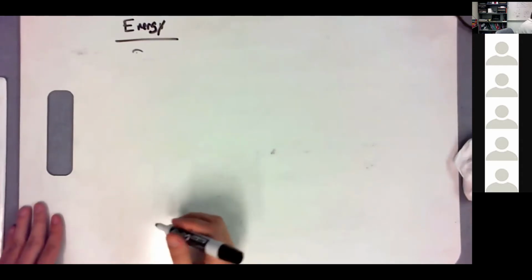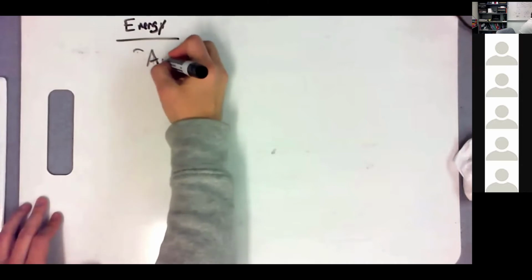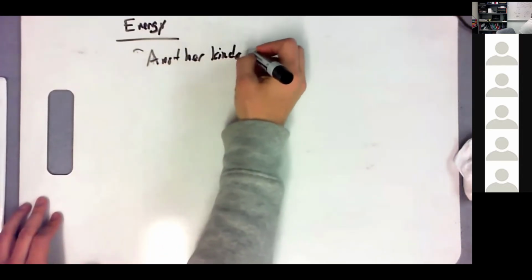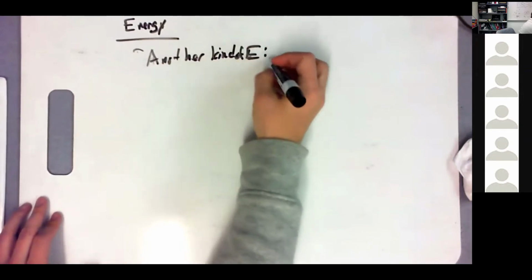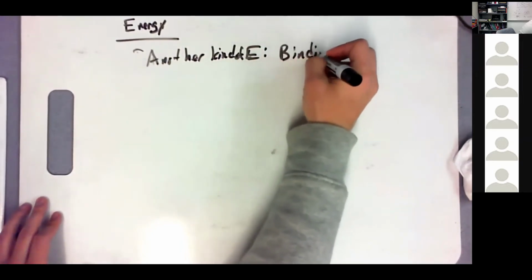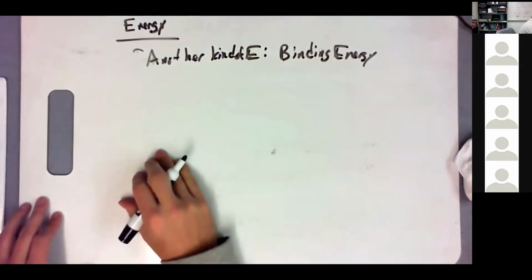Okay, here is a fourth kind of energy. Actually, I'm not going to say it's a fourth kind of energy because it's really a potential energy. Another kind of energy is binding energy. This one's kind of confusing, so let's try to break it down.